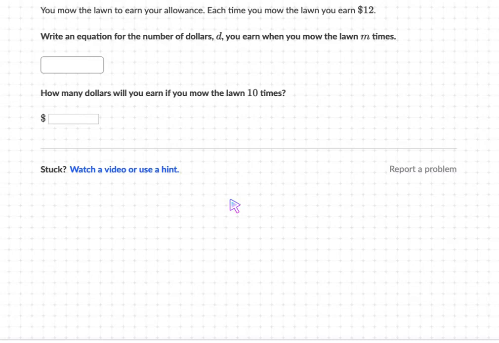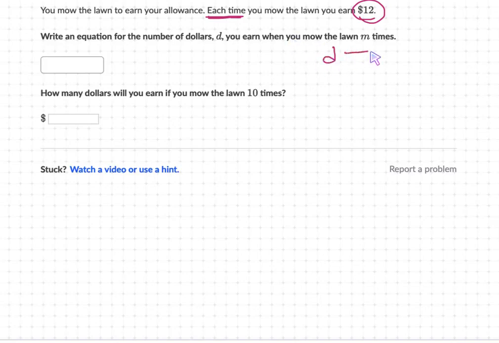You mow the lawn to earn your allowance. Each time you mow the lawn, you earn $12. I'm going to underline the phrase each time because that tells us that it's changing by $12 every time. Now we need to write an equation for the number of dollars, D, you earn when you mow the lawn m times. Then we need to figure out how many dollars you will earn if you mow the lawn 10 times. So first step, I need to figure out what my independent and dependent variables are.